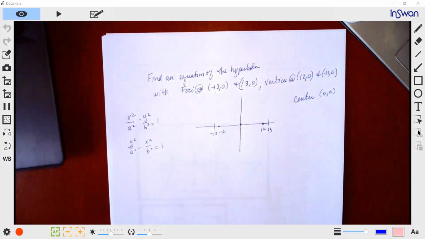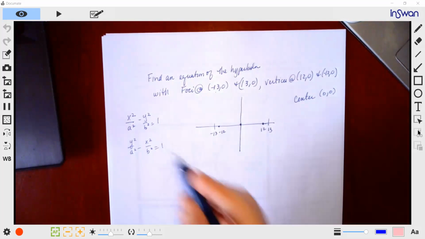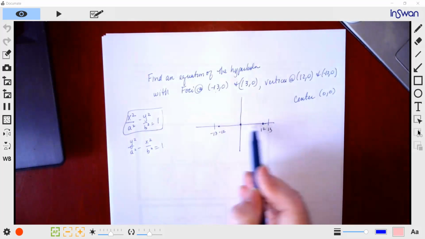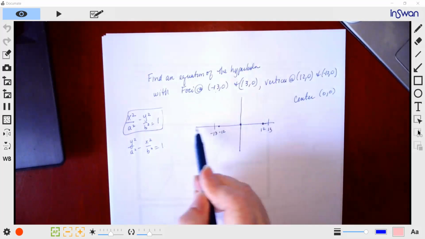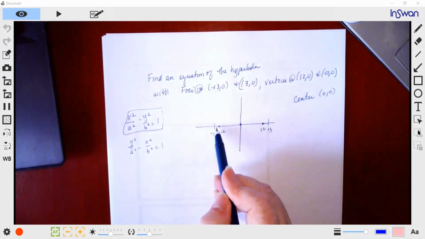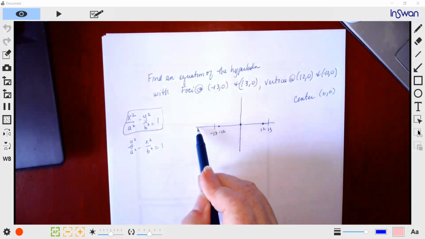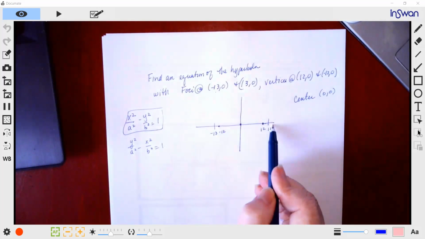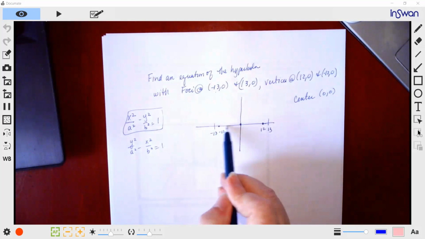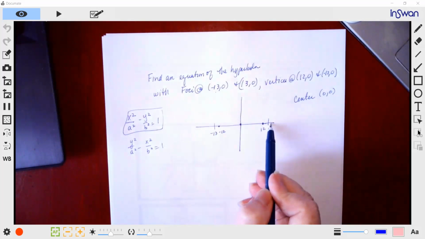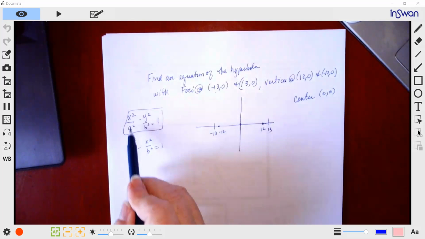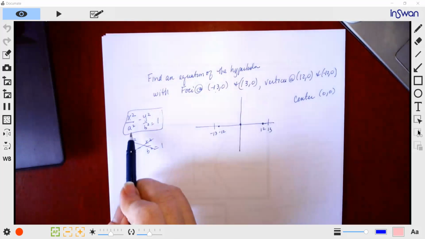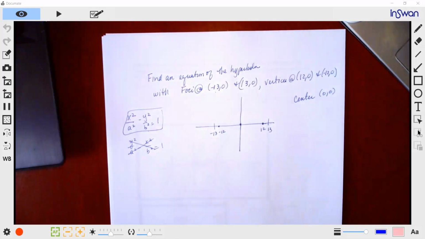Which one? I'm sorry, the x squared. Yeah, it's got to be this one, because remember, these are the ones that open sideways. Anytime you have a horizontal transverse axis, it's the equivalent to the major axis for an ellipse, and we may call it the major axis depending on who you're talking to. So when you have a horizontal major axis or transverse axis, it's always going to be x squared over a squared. Okay. So if I could just figure out what A and B are, I would be done.